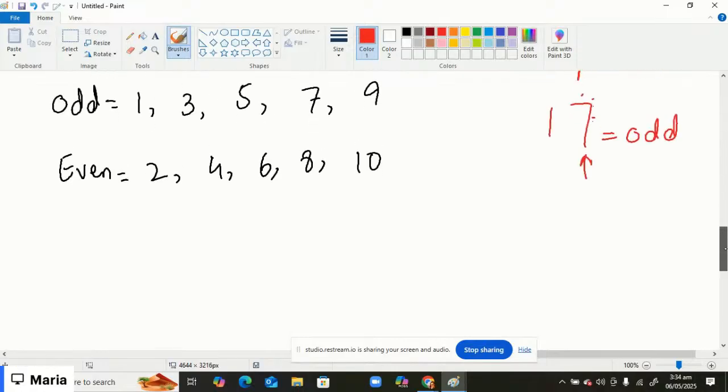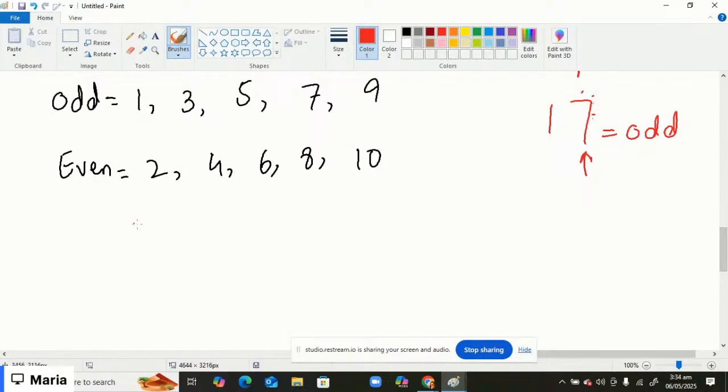Now I'm going to write it here. 39, 68. Tell me which pair is even. Everyone tell me in the chat. Which pair is even? 39 or 68? Which number is even?